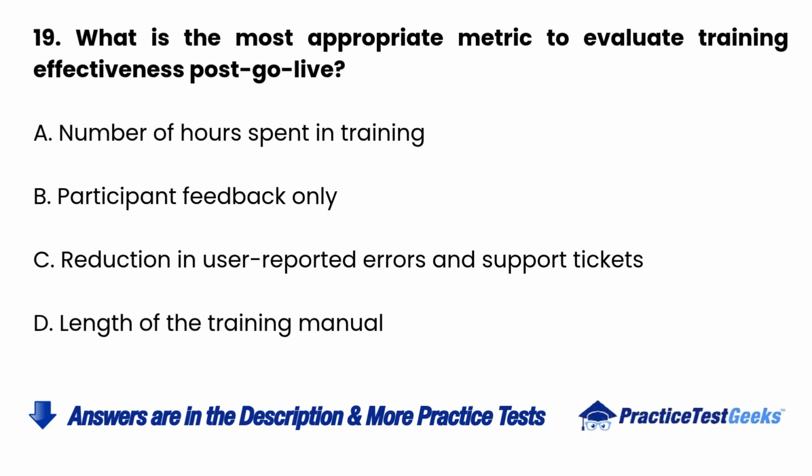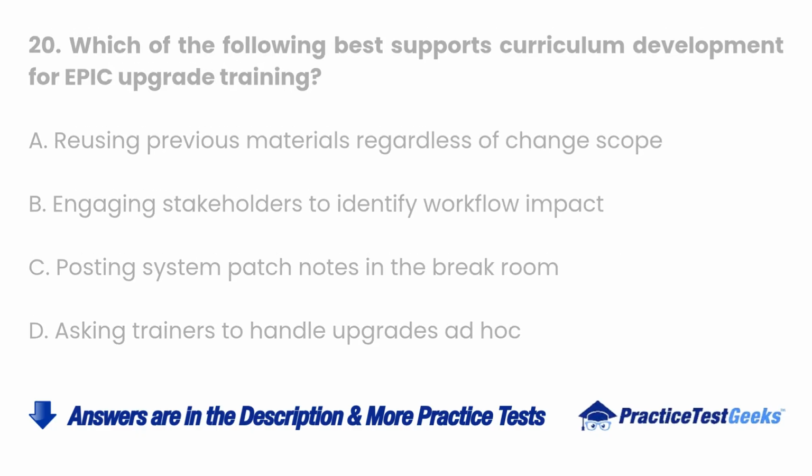19. What is the most appropriate metric to evaluate training effectiveness post-go-live? A. Number of hours spent in training. B. Participant feedback only. C. Reduction in user-reported errors and support tickets. D. Length of the training manual.